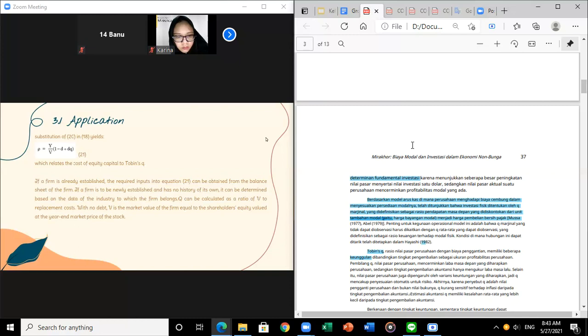If a firm is already established, the required inputs to equation number 21 can be obtained from the balance sheet of the firm. But if a firm is newly established and has no history of its own, it can be based on data from the industry to which the firm belongs. Q can be calculated as a ratio of V to replacement cost. We know that V is the market value of the firm, equal to shareholder equity expected at the year-end market price of stock.